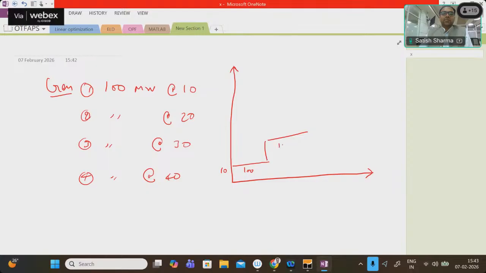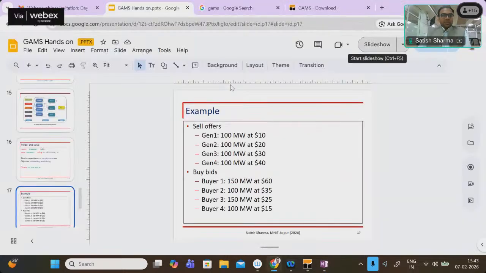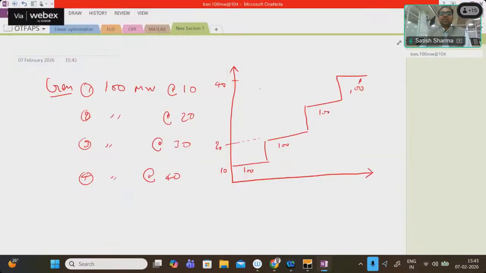Then the remaining 100 can be supplied with the price of 20. Basically we can keep on stacking these with respect to the different number of prices, and this price will be 40. If you look at another data, some 150 megawatt at the rate of 60, and 150 at the rate of 35. So these we will basically arrange in descending order.